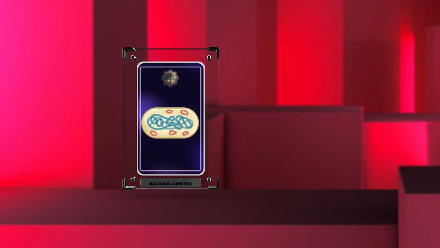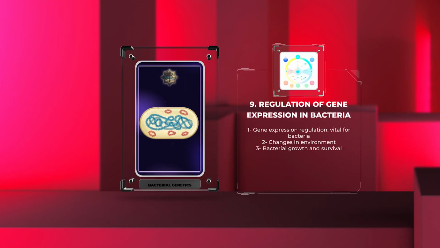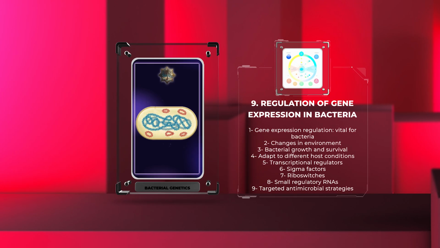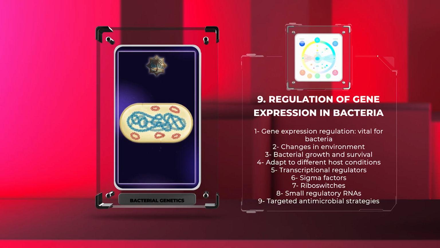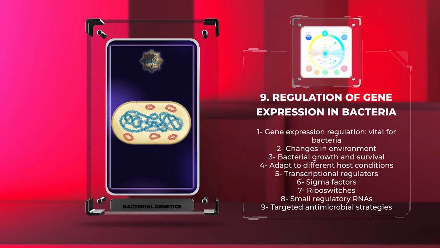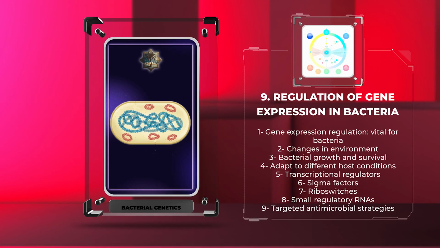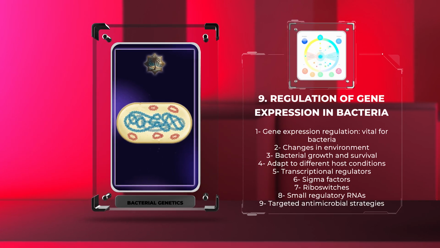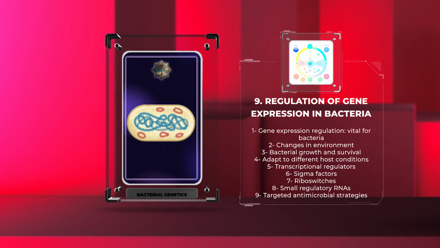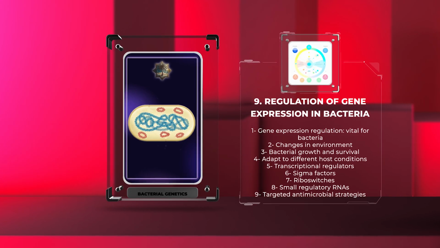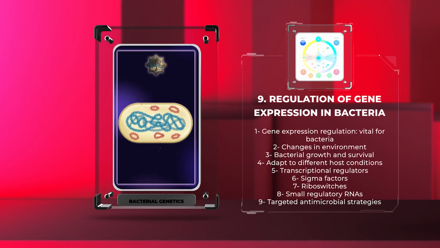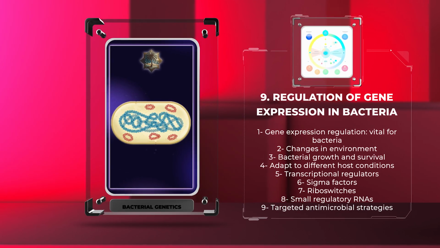Gene expression regulation is vital for bacteria to respond to changes in their environment, modulate bacterial growth and survival, and adapt to different host conditions. Bacteria employ various regulatory mechanisms, including transcriptional regulators, sigma factors, riboswitches, and small regulatory RNAs, to control gene expression. Understanding the intricate molecular details of gene regulation enables the development of targeted antimicrobial strategies and the unraveling of complex bacterial behaviors.